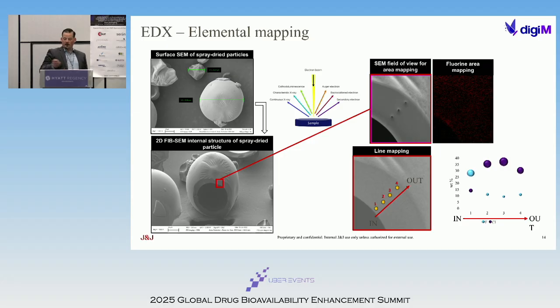So what I'm showing in the figure on the right here, we don't see any grayscale contrast of anything in this particular cross-section, zooming in on the particle wall. But when we take the, I'm not sure how well this is showing up, there's a red fluorine map there.